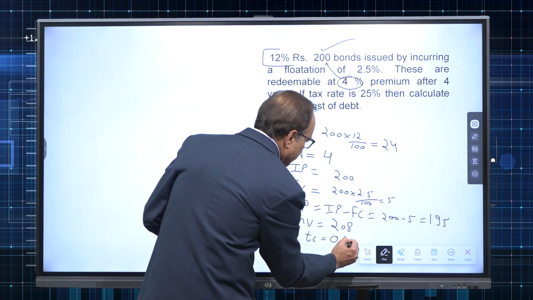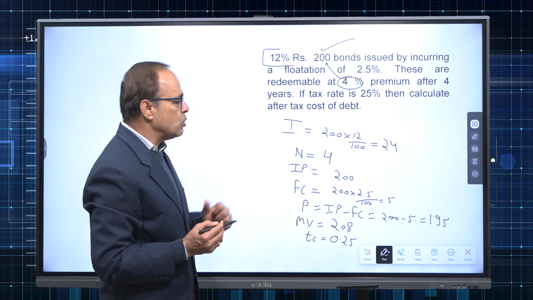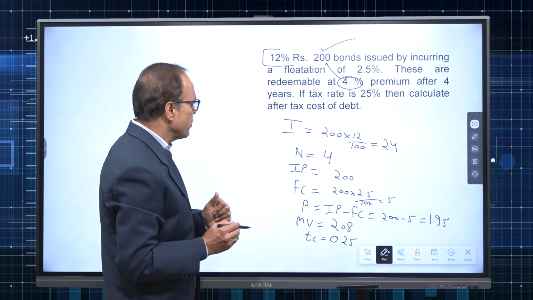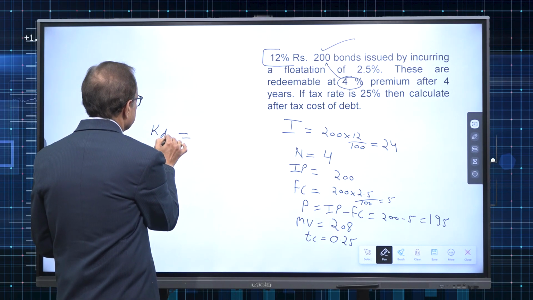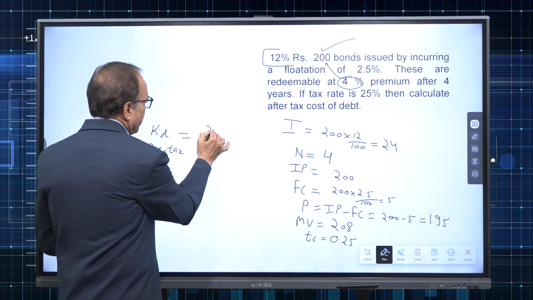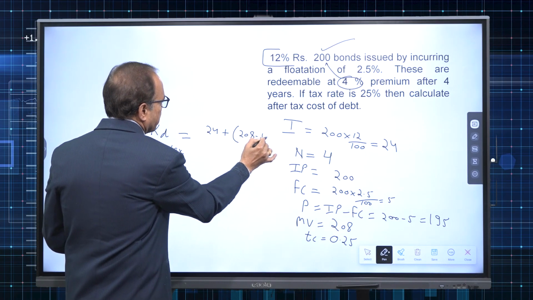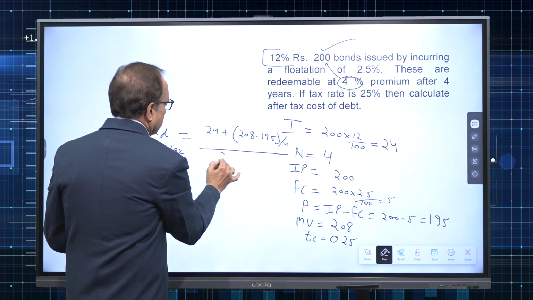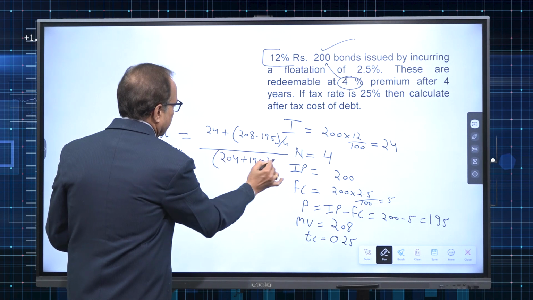25% will be written as 0.25. So you can easily plug in these values into the formula and calculate cost of debt, pre-tax as well as post-tax. So if we work it out, now what we have, KD pre-tax, that is I plus M minus P divided by N, M plus P divided by 2.